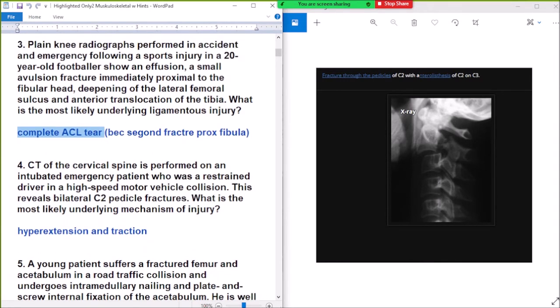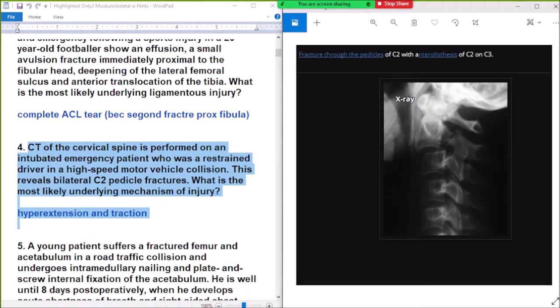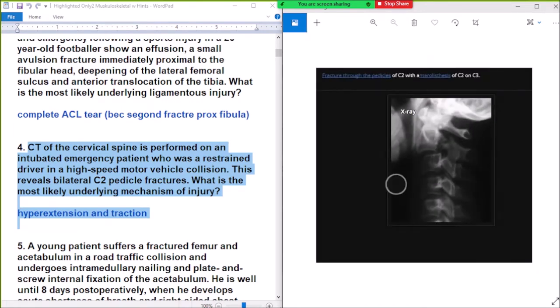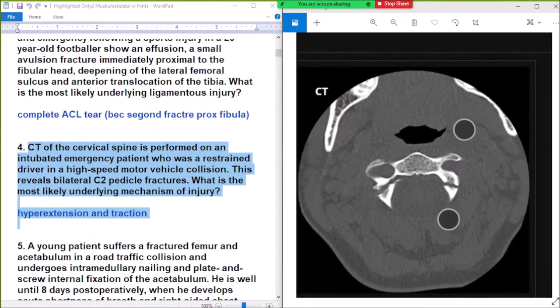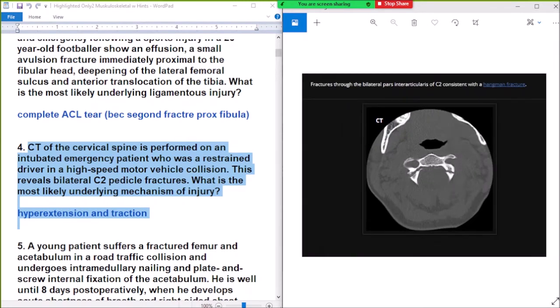Now, question number 4. CT scan of the cervical spine is performed on an intubated patient, a restrained driver in a high-speed motor vehicle collision. This reveals bilateral C2 pars fracture. What is the most likely underlying mechanism of injury? Hyperextension and traction. This is Hangman's fracture. On X-ray, bilateral C2 pars fracture. This is hyperextension and traction: Hangman fracture.